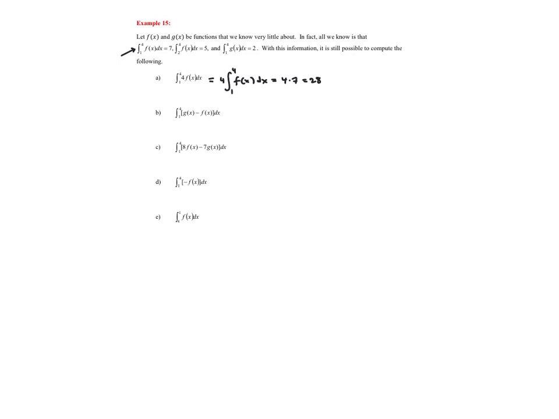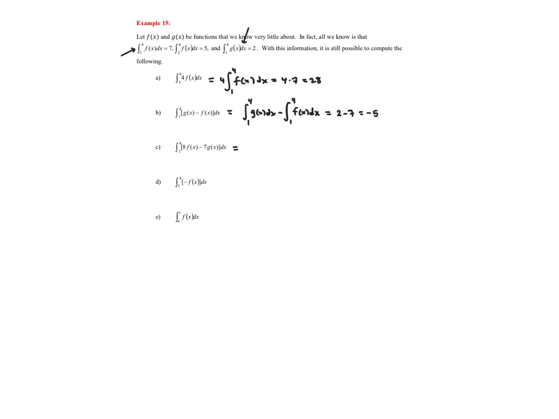Okay, so using some information without actually knowing what the function is or looking at it geometrically, we don't even need to. For part B, I would just work these integrals separately using the difference rule. So I take the integral from 1 to 4 of g of x, subtract the integral from 1 to 4 of f of x. Well, I know g of x from 1 to 4, that's 2. I know f of x from 1 to 4, that's 7. So we would get 2 minus 7, which would be an area of -5.